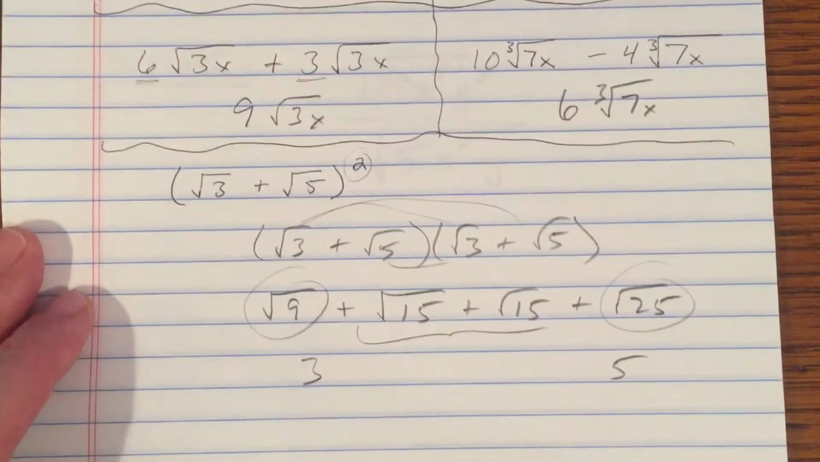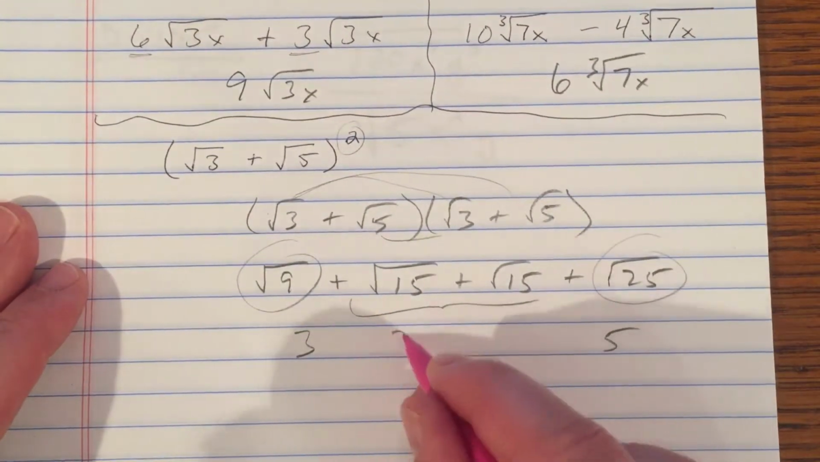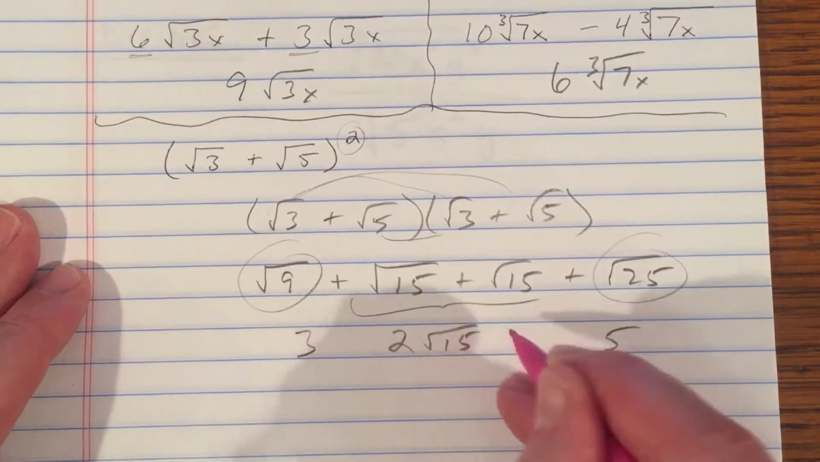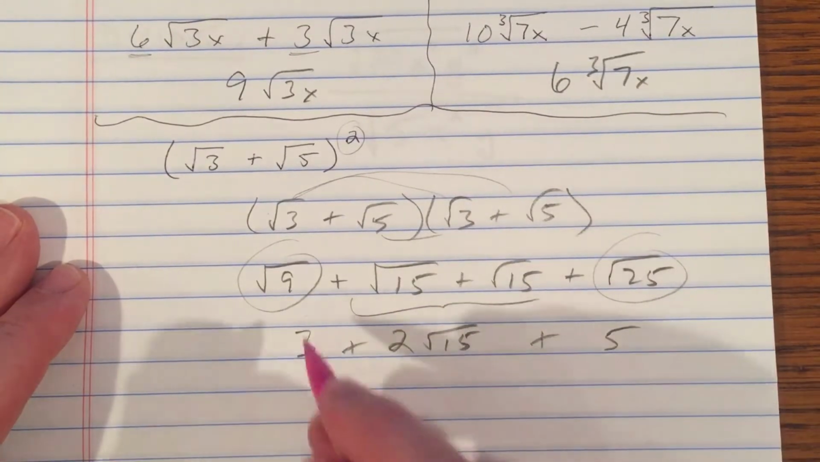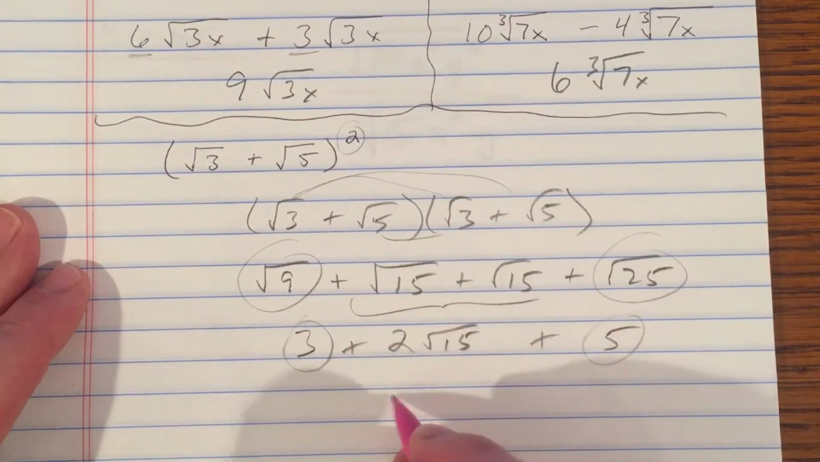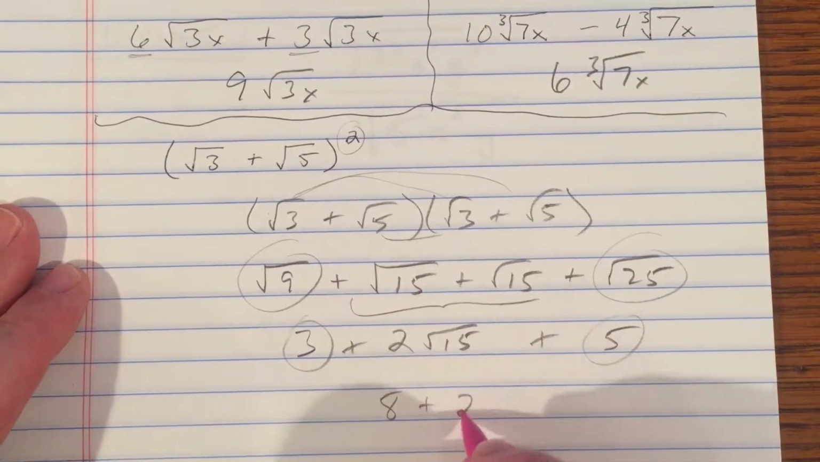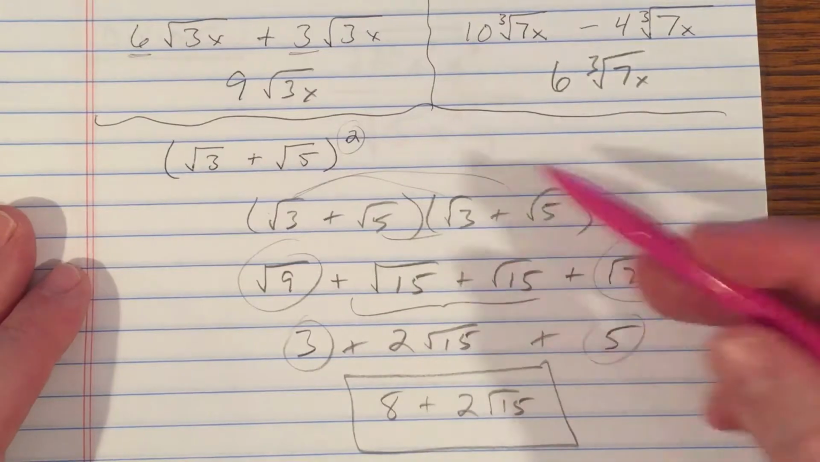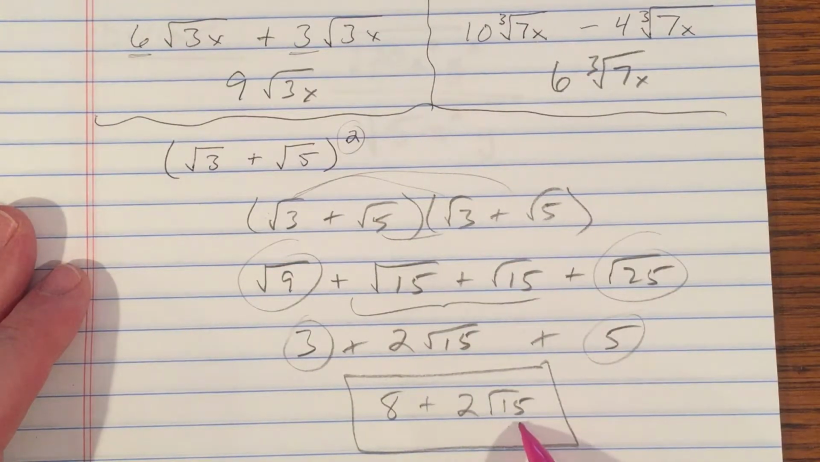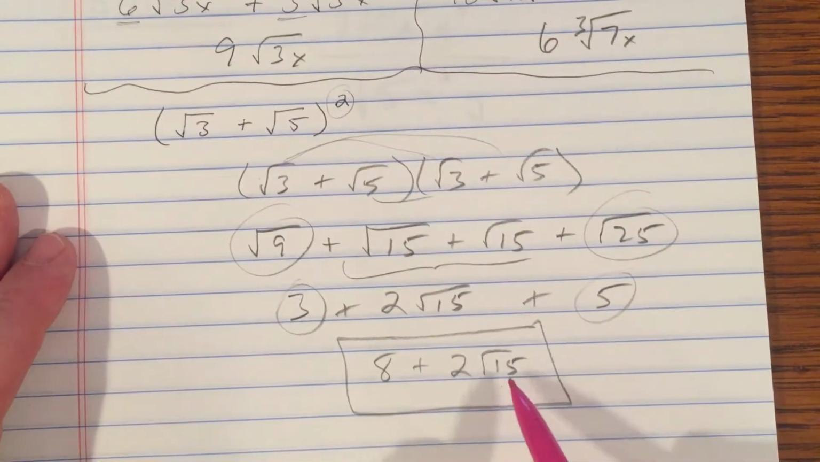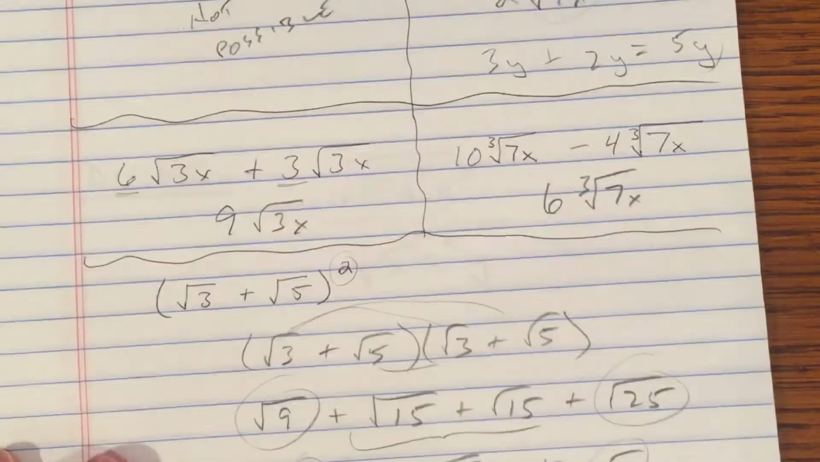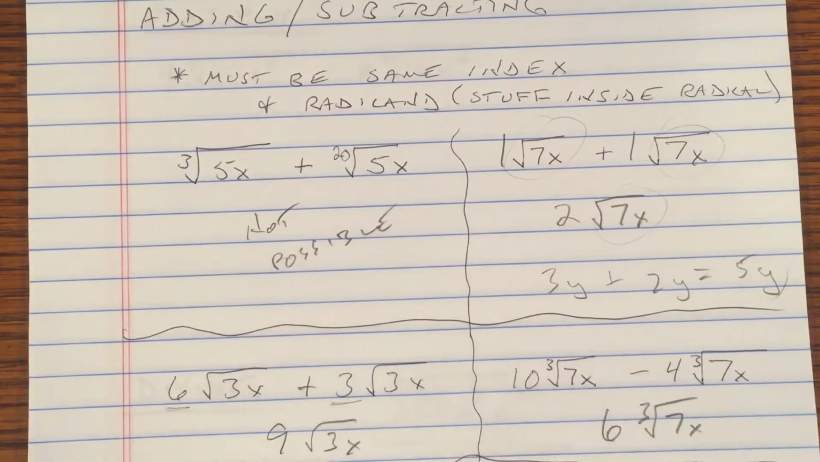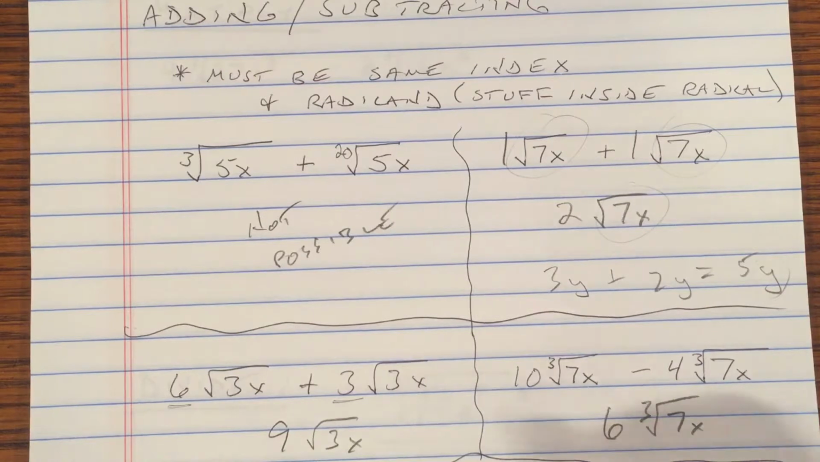We can put these two together. So I have 2 square roots of 15. And then I can put my 5 and 3 together. So I have 8 plus 2 square roots of 15. And then sometimes when you combine these, you get situations where you can simplify this. But this is as far as this problem would go. Okay, so there's some adding, subtracting, and combination of both multiplying and then the adding as well.